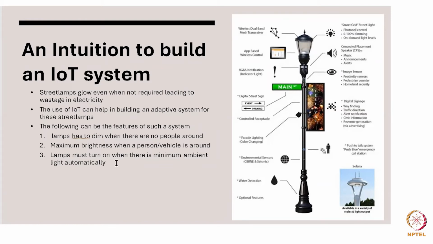The first thing: the lamp should be dim when there are no people around it. The second one would be that it should go into maximum brightness so that it can assist the person passing by. And the third one, the street lamp should automatically turn on without anyone explicitly telling it to turn on. So we could initially start with these three implementations, and we could call it an adaptive street lamp. So let us build that system.